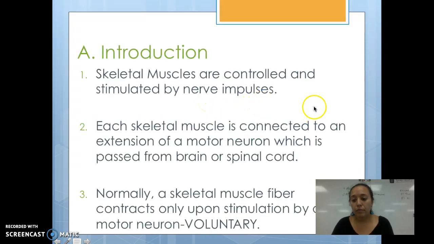So we're not only dealing with muscles anymore, we're also going to be talking about the nervous system a little bit. All your skeletal muscles are controlled and stimulated by nerve impulses. Each muscle cell is connected to a motor neuron, which comes from the brain or the spinal cord, which are part of your central nervous system. Normally, a skeletal muscle fiber will contract upon stimulation by a motor neuron. In other words, you've thought, I want to move, and that's what makes it voluntary. You have conscious control over your muscles. You've consciously wanted to control your muscle, and this shows how that works.